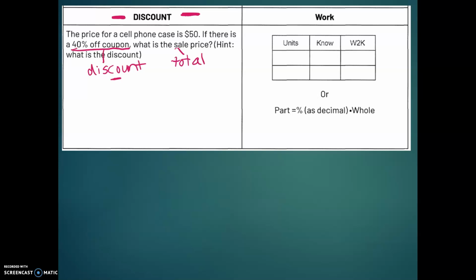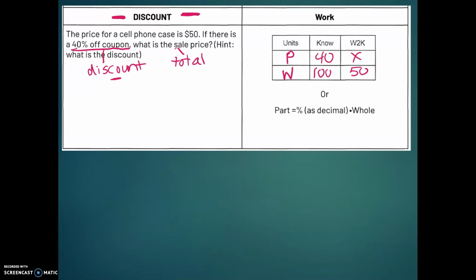So again, let's set up our table to the right and see what we get. Go ahead and pause and set it up, and then unpause to check what you get. All right, hopefully you got the same thing in your table when you did part over whole, which is 40% over the whole 100%, and then the part that we're missing over the whole $50. The part we're missing in this case is the discount.